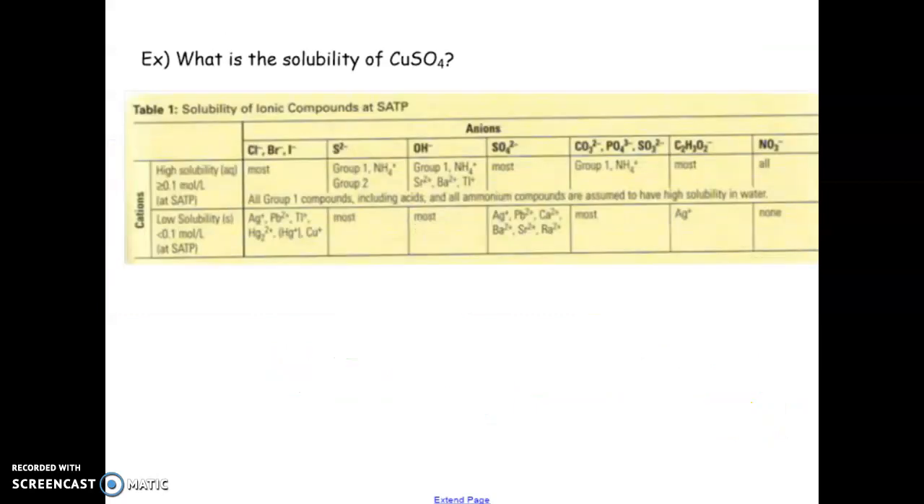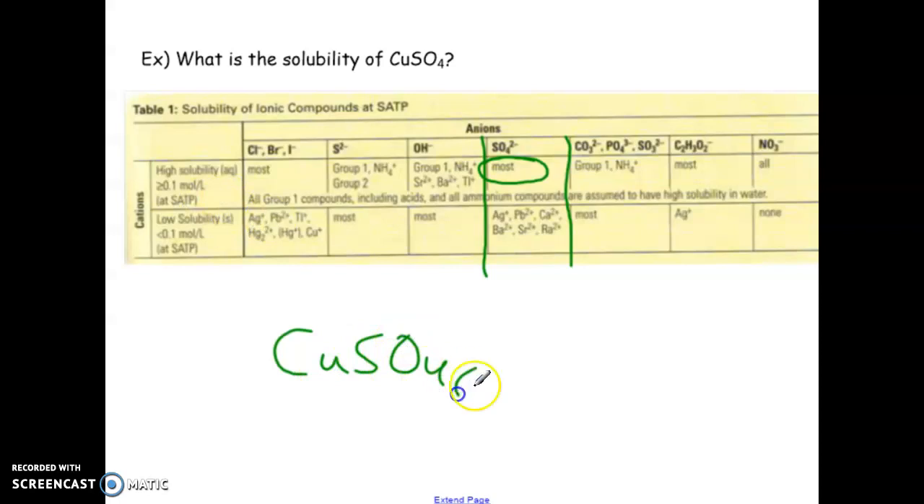Okay, so pause the video and try this. Copper 2 sulfate. So copper 2 sulfate, so sulfate we're looking in the same column. Since copper 2 is not written down here in the low solubility column, it would fall under this most category. So that means that copper 2 sulfate would be high in solubility.